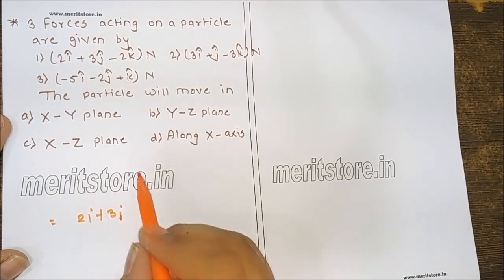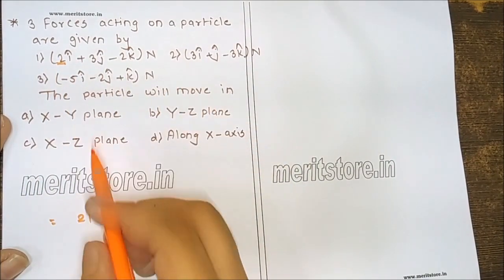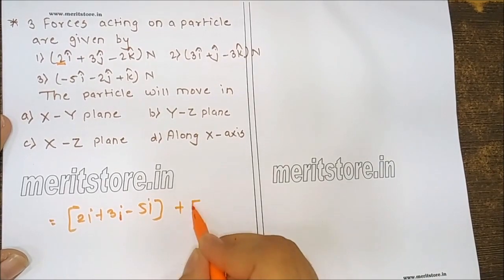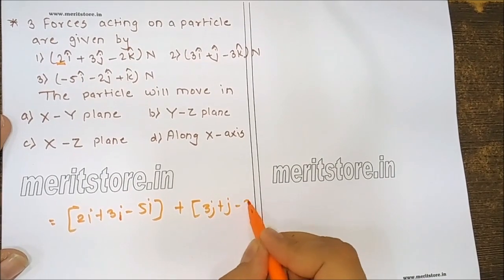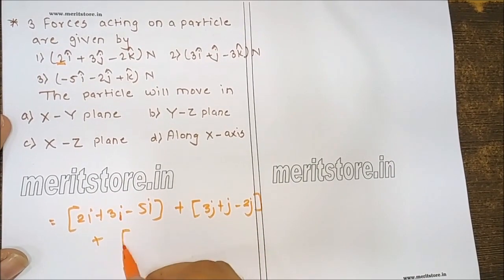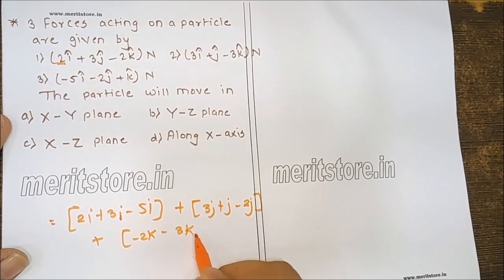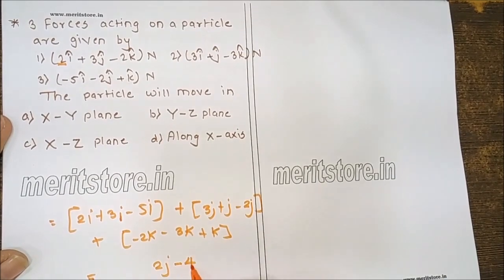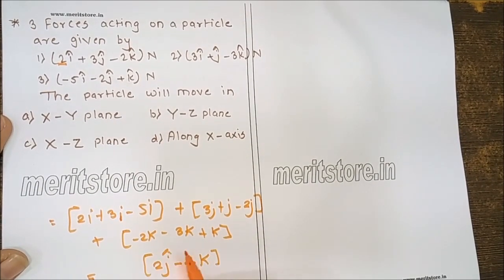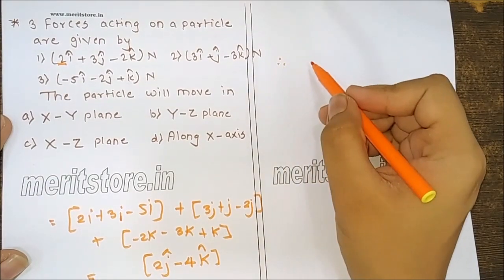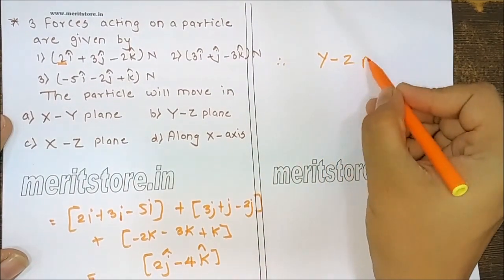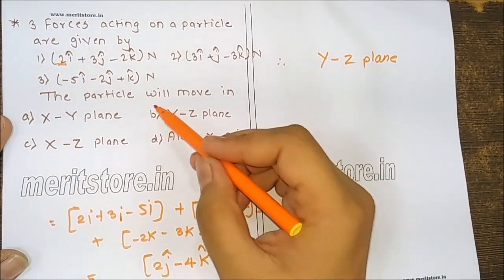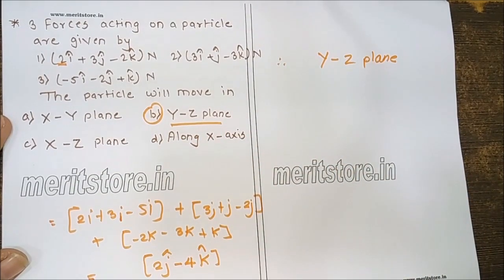2i plus 3i minus 5i plus 3j plus j minus 2j plus minus 2k minus 3k plus k, which on solving we get 2j minus 4k. Therefore, the particle will move in the yz plane as there is no x component present here. So option B, yz plane, is the correct answer.